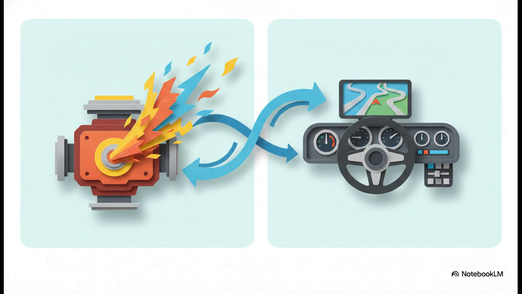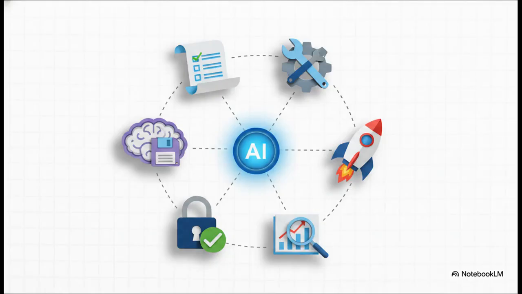The agent harness is the dashboard. It provides the steering wheel, the brakes, the GPS, the dials. The harness is what actually takes that raw horsepower and channels it into something you can control, direct, and rely on to get from point A to point B without crashing. And what exactly is on that dashboard?